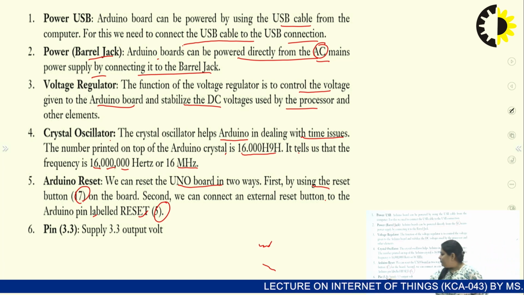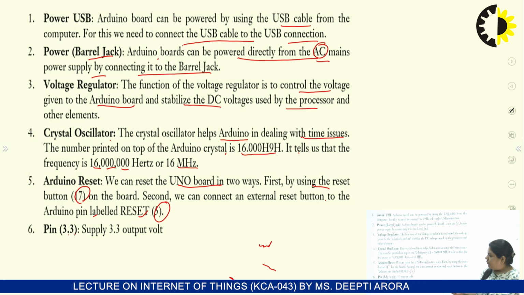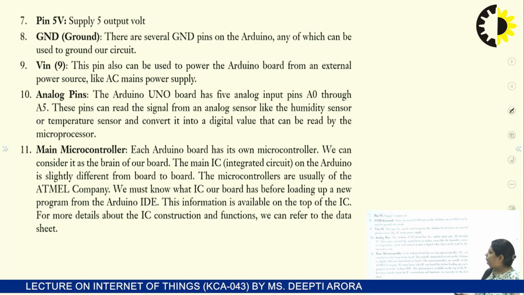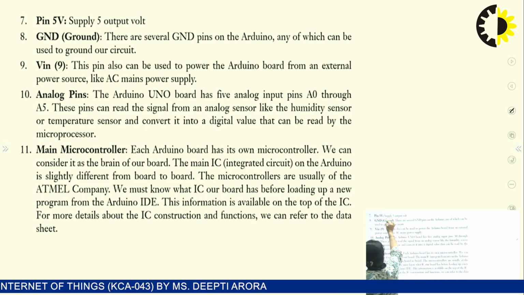Now the next one is pin 3.3. It supplies a 3.3 volt output. If we want an output supply of 3.3 volts, we can use this pin 3.3. Next one is pin 5V. That is the supply of 5 volt output. If you want a larger output supply, you can use the 5 volt output instead of the 3.3 volt output.